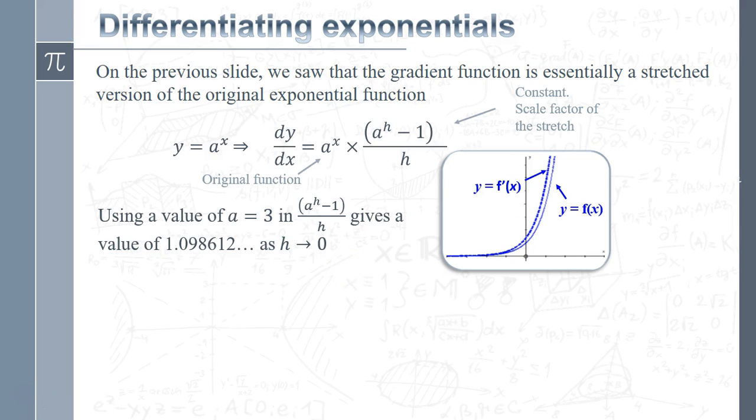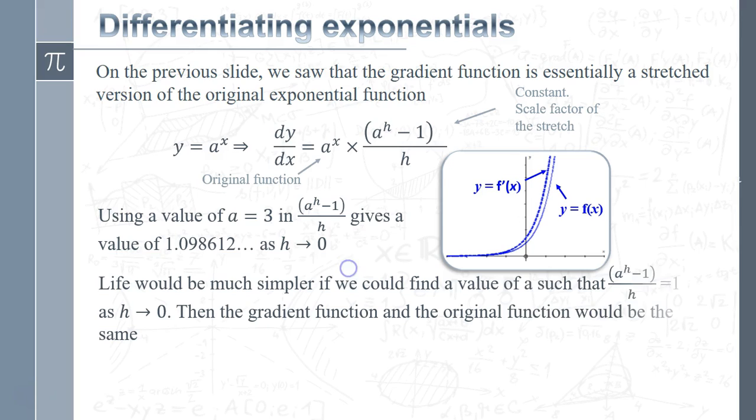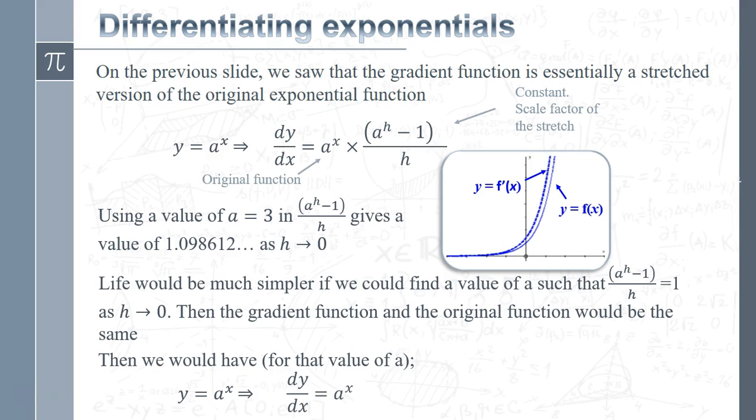So wouldn't it be really, really nice if we could have some function such that our constant value was actually equal to 1? The reason that would be much, much simpler is that then, for that particular value of a, whatever a was going to be, the gradient function would be exactly the same, because the multiplier bit is just a value of 1. So what you would have is the gradient function sitting right on top of the original function, and life becomes nice and simple.